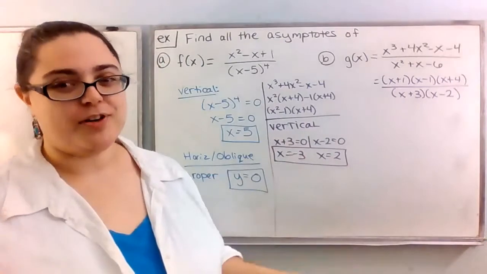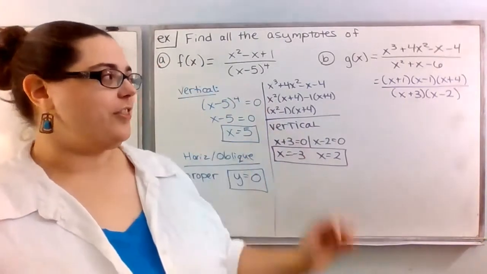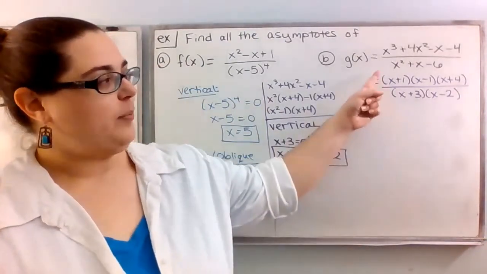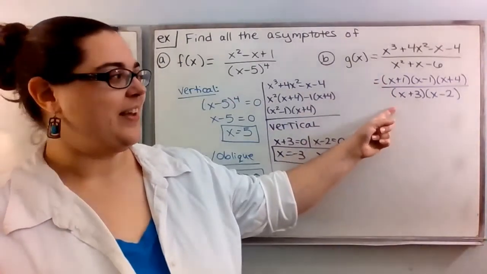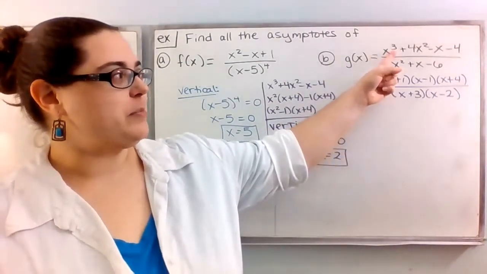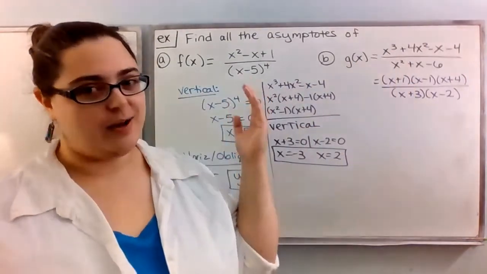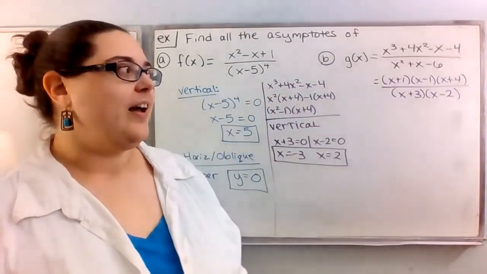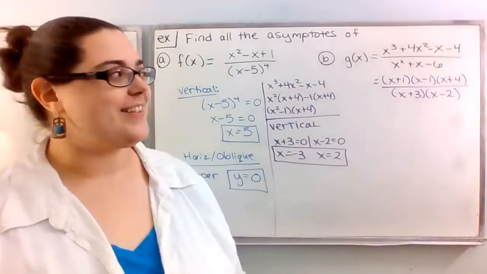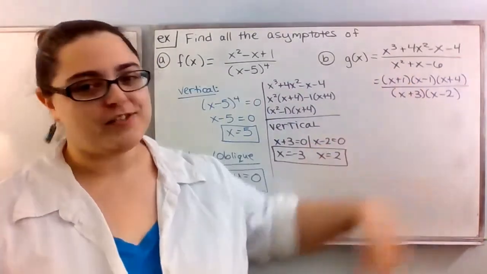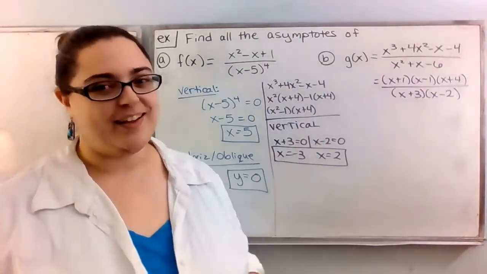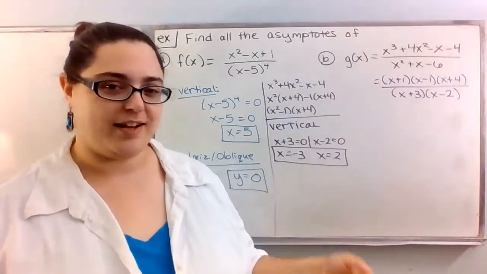Now we have to do the horizontal or oblique. And for this one, I notice my top has more factors than the bottom. And the degree of the top is bigger than the degree of the bottom, which means we're going to have to do some long division. Even worse, the denominator is quadratic, so we're going to have to use long division. You can't just jump right to synthetic.